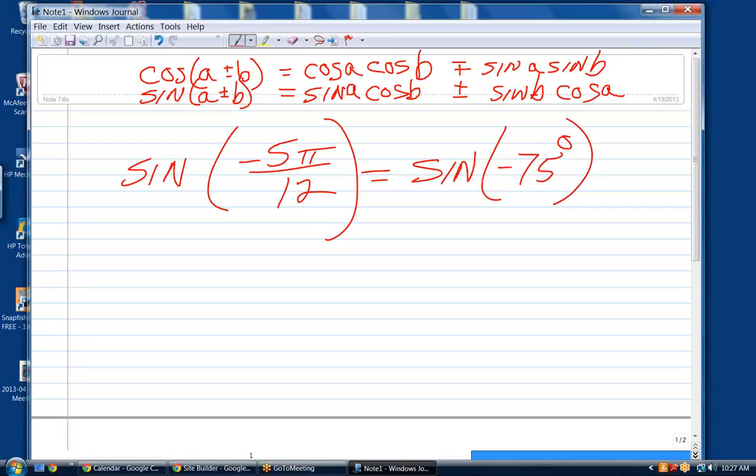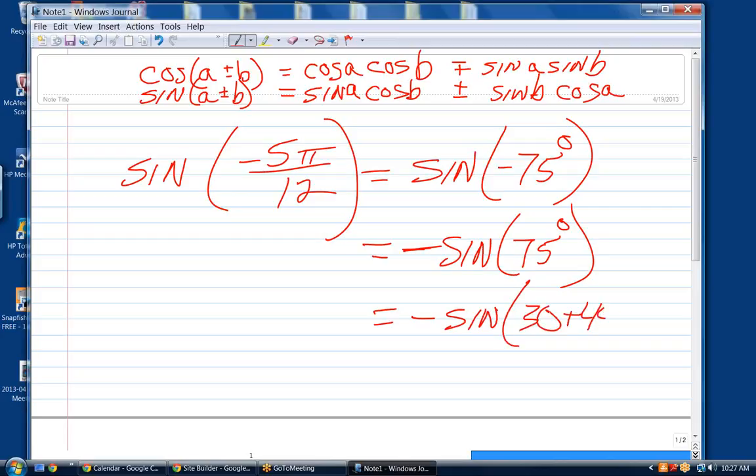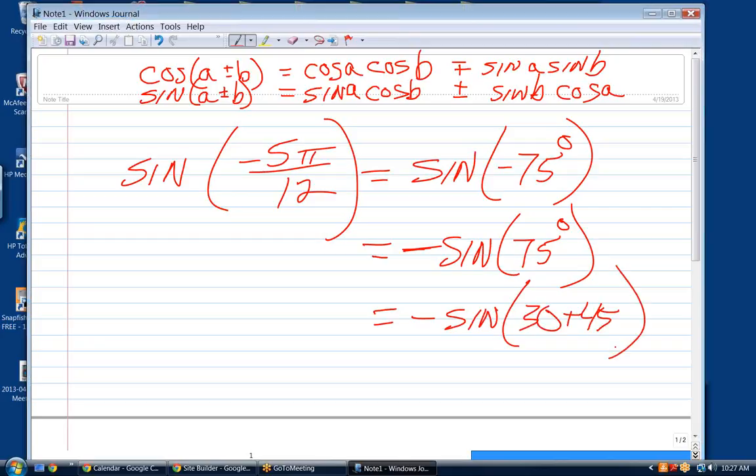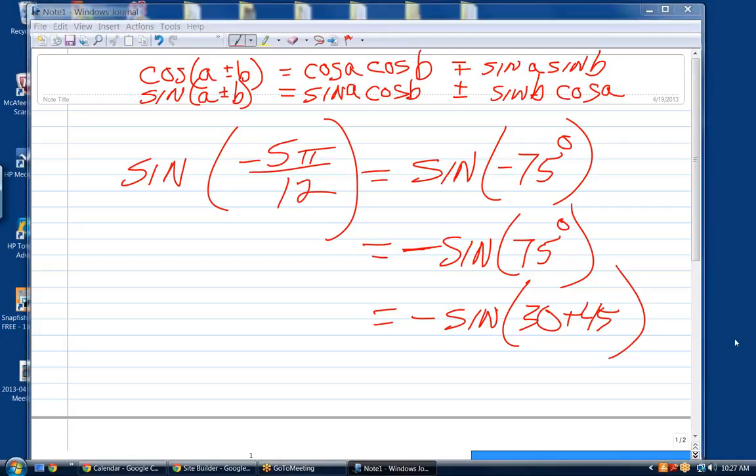Now we got two ways to go. We know that that's the same as minus sine of 75 because it's an odd function. The sine of minus theta is always equal to minus sine of theta. And now that's minus sine of 30 plus 45. Okay? So you can see how we would proceed that way.